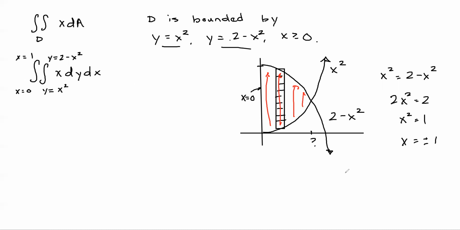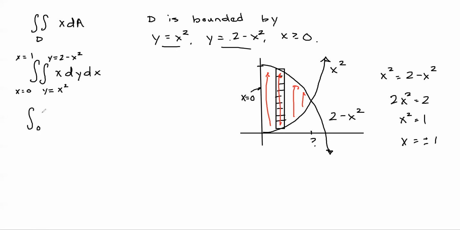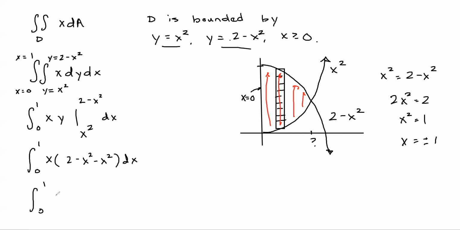Once you have the integral set up, we can evaluate it. We're going to integrate with respect to y first. So x is treated as a constant, so don't do anything with it. We get y from x squared to 2 minus x squared. Then plug in for y. So we have x times 2 minus x squared dx, and the integral goes from 0 to 1. We get x times 2 minus 2x squared dx.